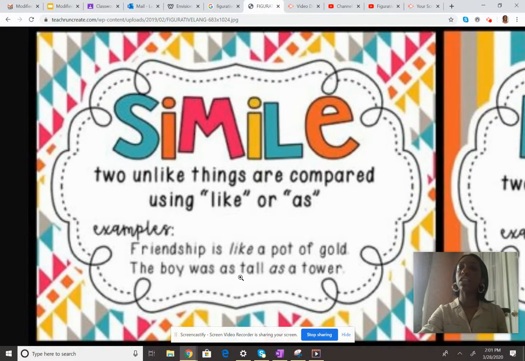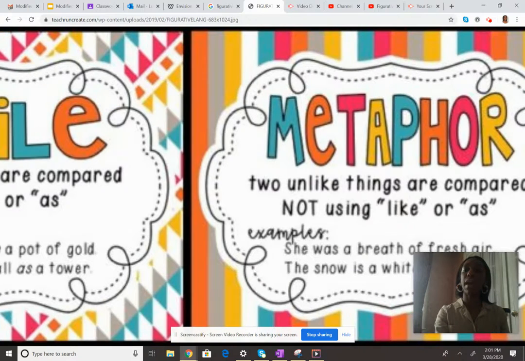I want to know what two things are being compared. They're comparing how tall the boy is. They're comparing the boy and a tower. They're describing how tall he is, okay? And the key word in here that's telling me that this is a simile again is the word as, okay? Now let's move on. We have metaphor.